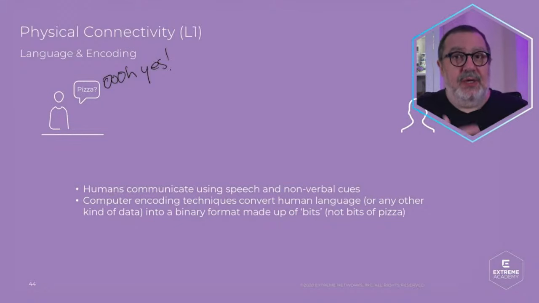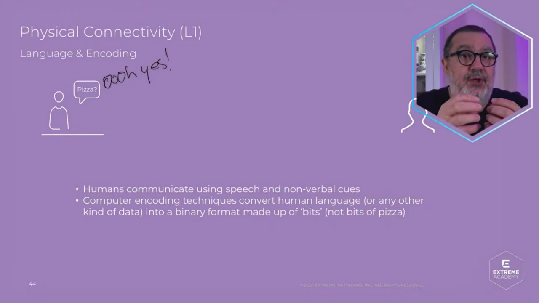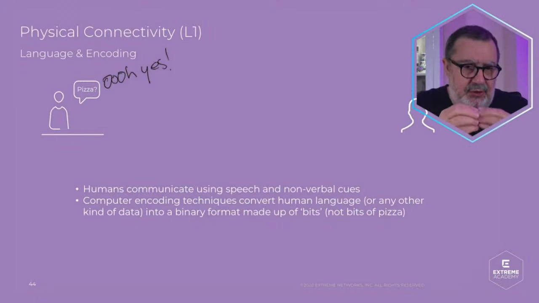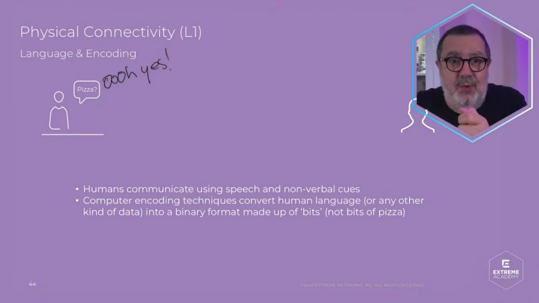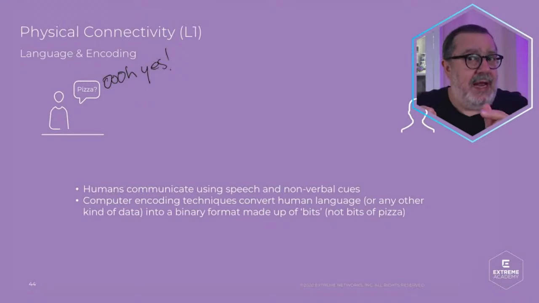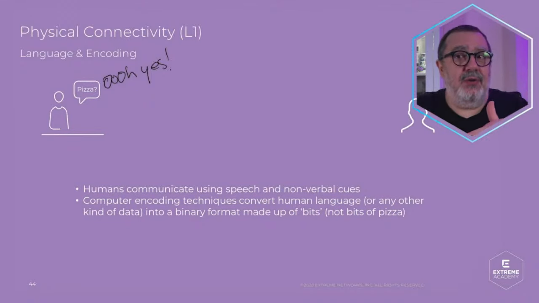So computer encoding, the computer needs to have these techniques to convert human language to another kind of data, binary. It needs to take the text, each letter, P, I, Z, Z, A, and convert every one of those letters into binary, so into a state of yes or no. That's what it needs to do with every letter. And if I were to record a voice message, it needs to break down that mechanical waveform into a series of zeros and ones.